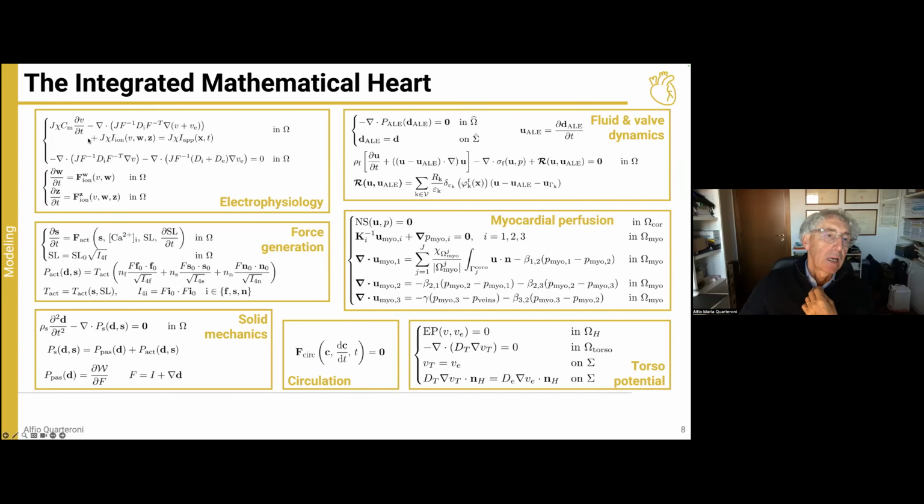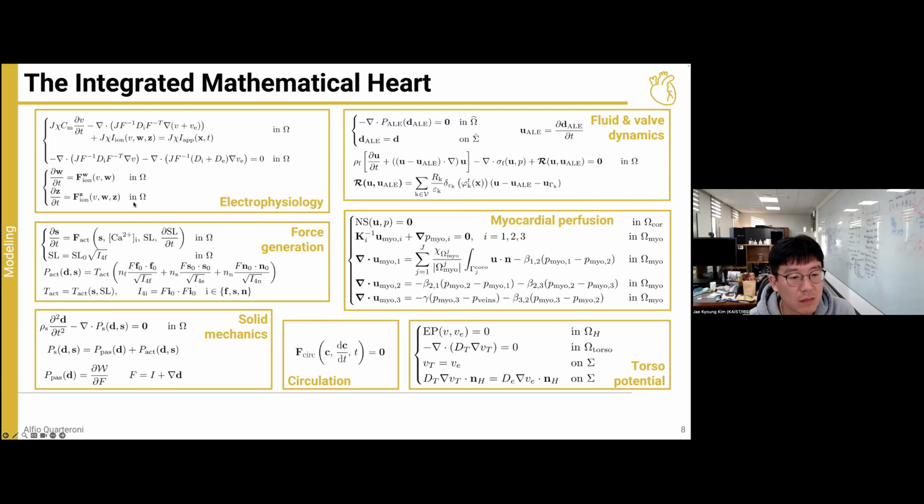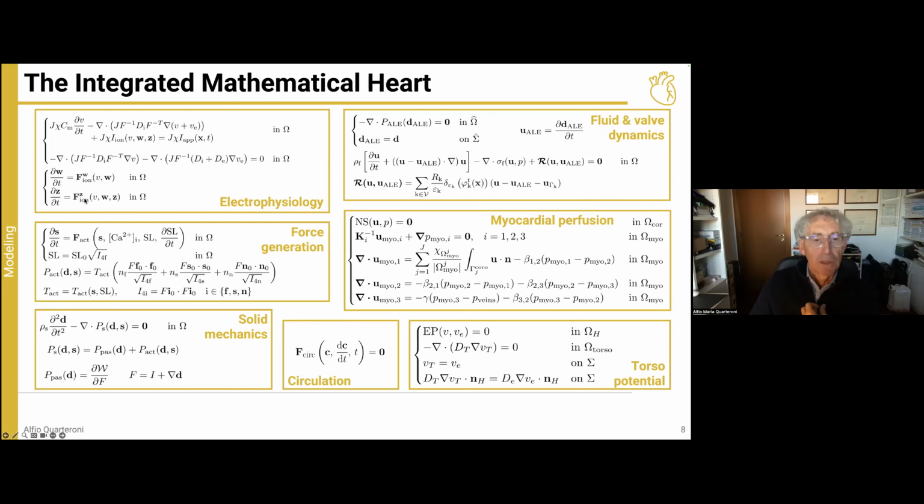As you see here, the block of the electrophysiology, where we have partial differential equations in terms of the transmembrane potential V, and those are nonlinear reaction diffusion equations. They are coupled with what happens at the cell level, where you have the dynamics of the ions, and the coupling is through this reaction term. So this is a system of partial differential equations, called the bidomain model, coupled with a system of ordinary differential equations.